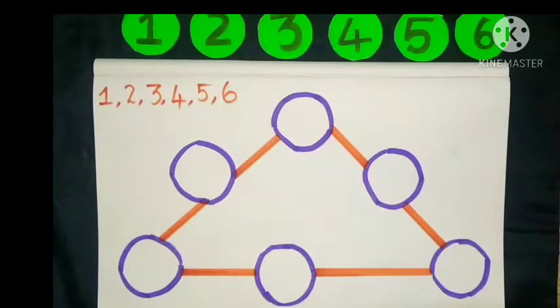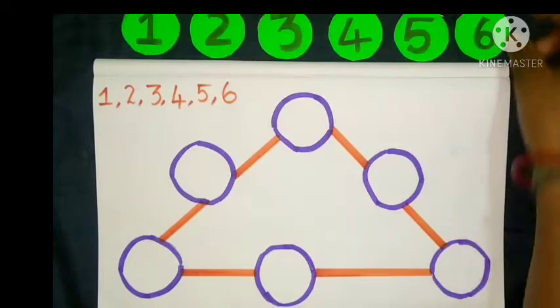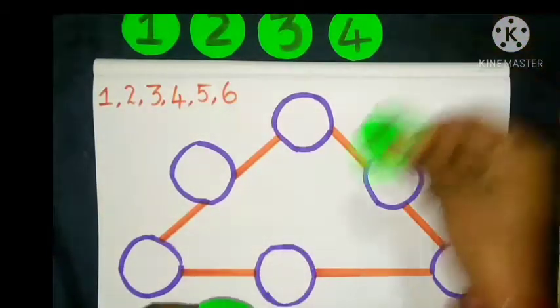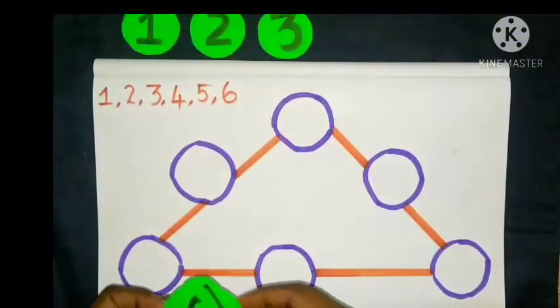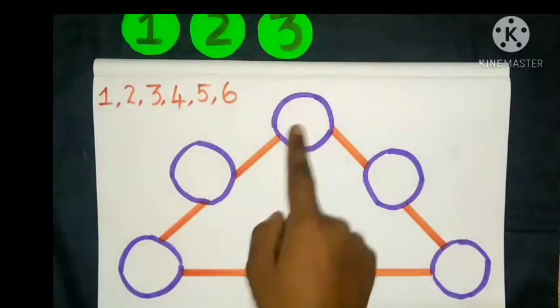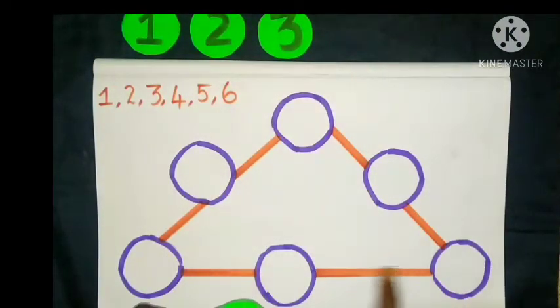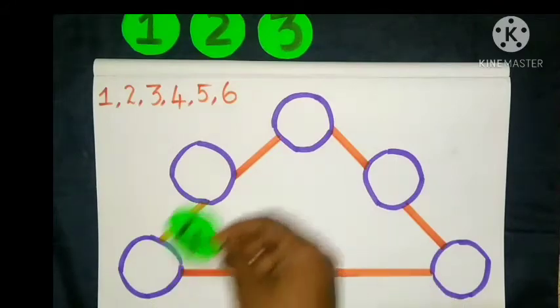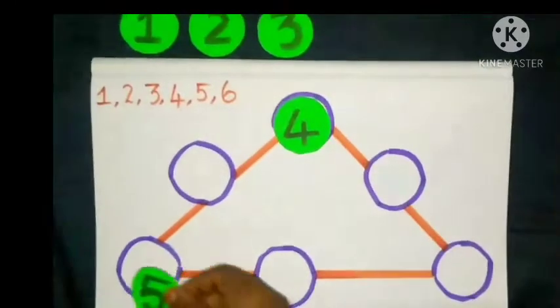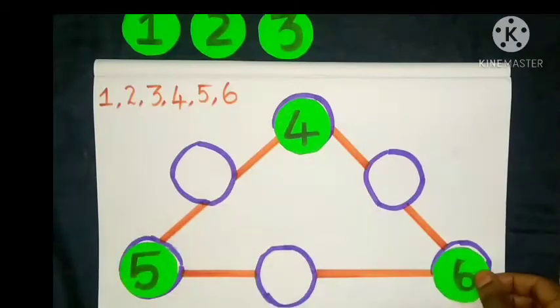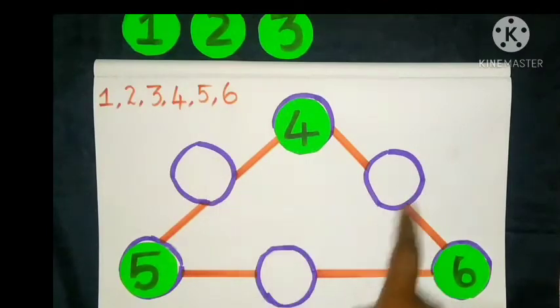The easier way to solve a magic triangle: the first step is to place the larger numbers at the corners of the triangle. Here the larger numbers are what? 6, 5, 4. We have 3 corners. And 1, 2, 3 are the smaller numbers. Place the larger numbers at the corners of the triangle. Then the second step is to place the smaller numbers, that is 1, 2, 3, in the middle of each side.